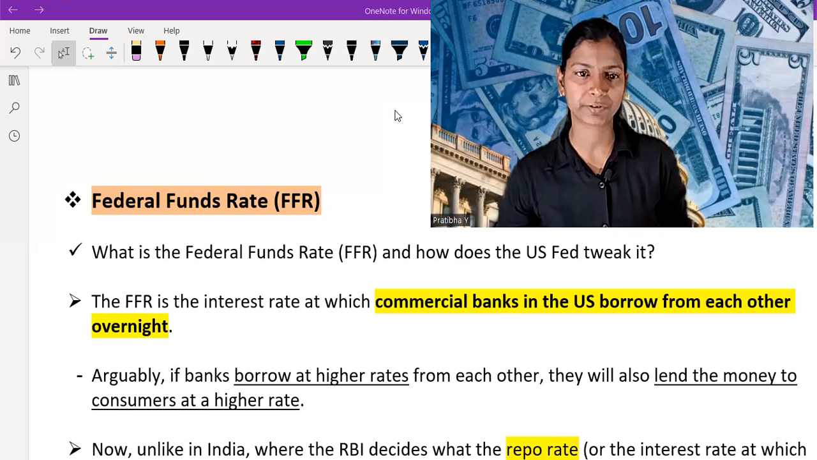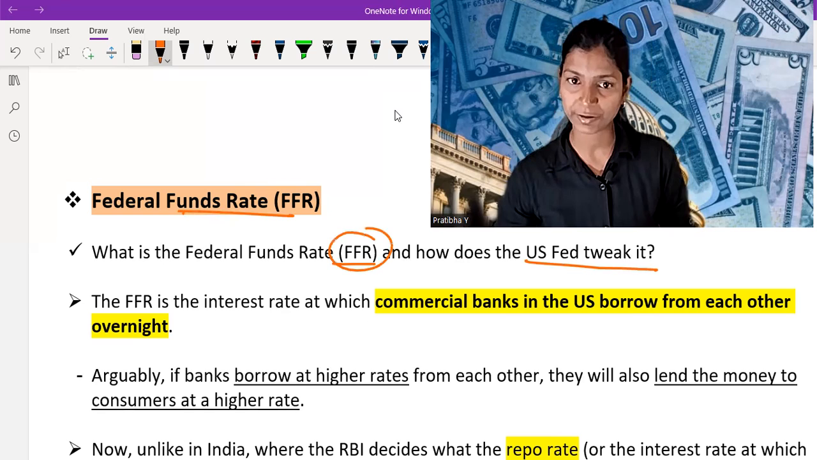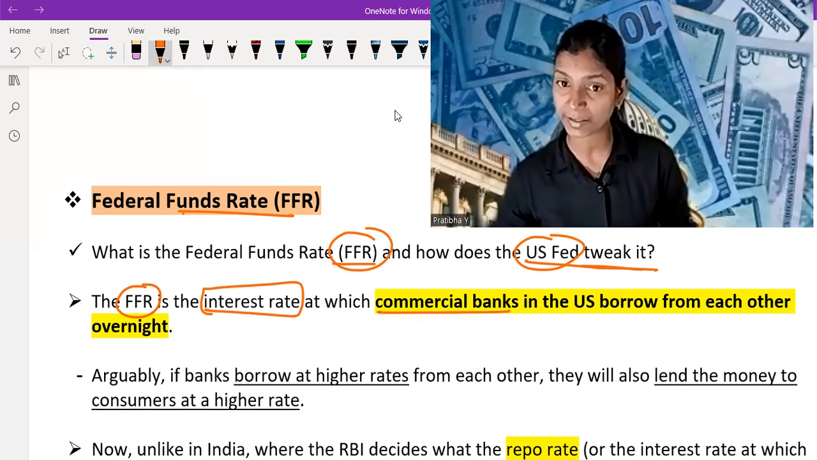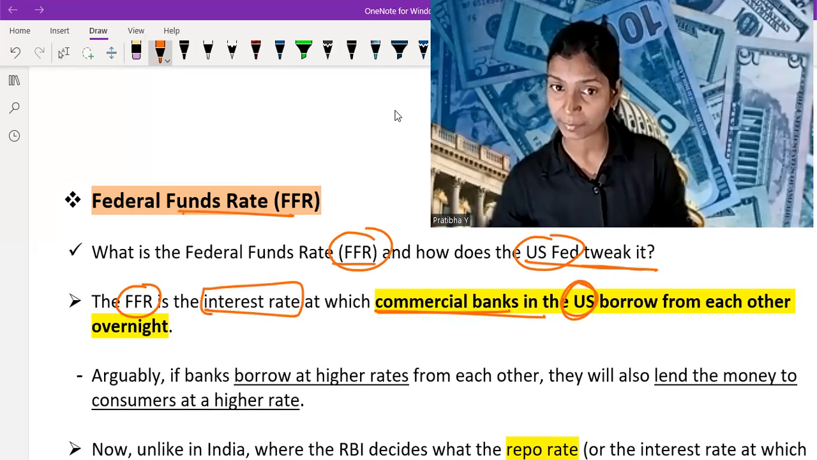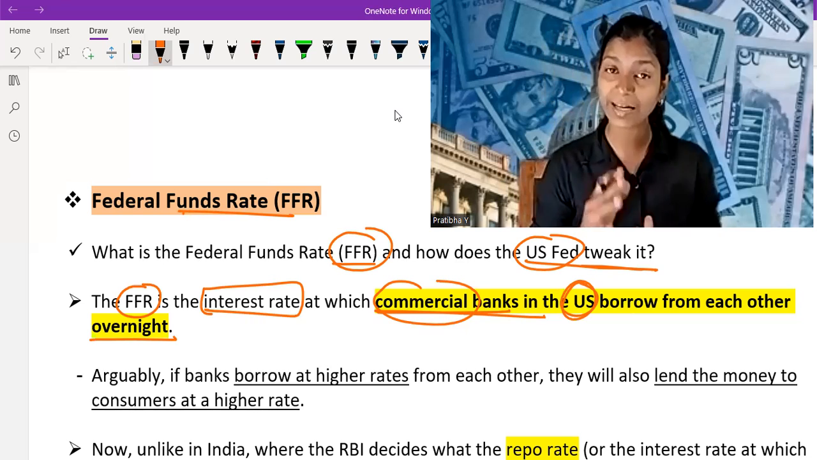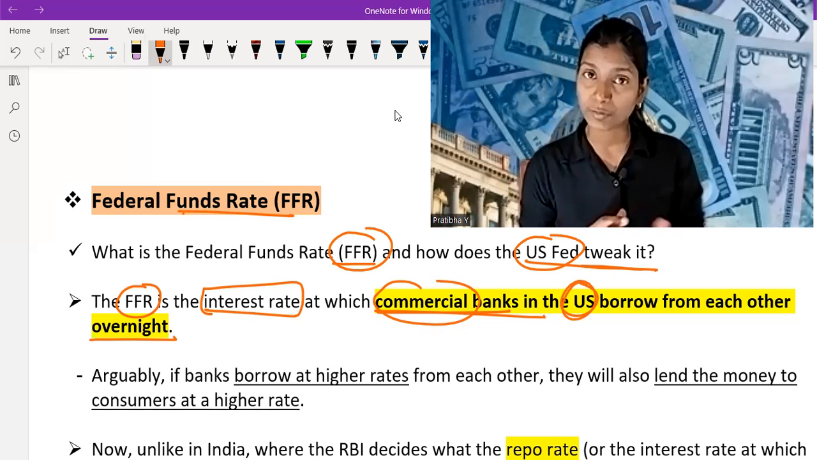So, what is the federal funds rate and how does the US Fed tweak it? Basically, the FFR is the interest rate. The federal funds rate is the interest rate at which commercial banks in the US, remember, commercial banks in the US, not government banks, borrow from each other overnight.